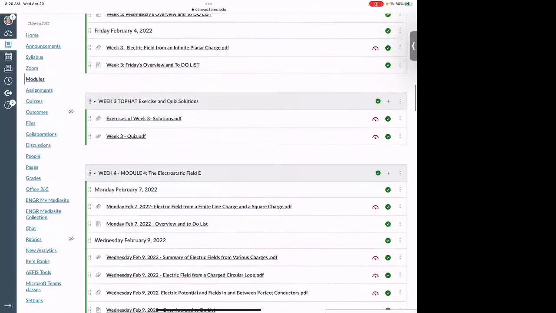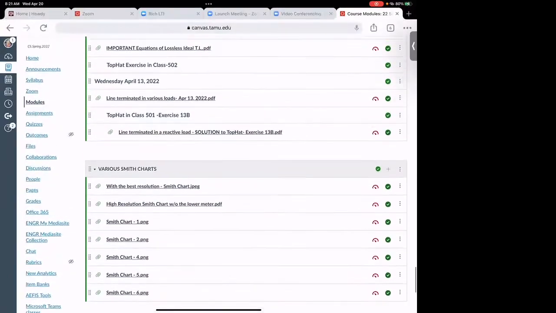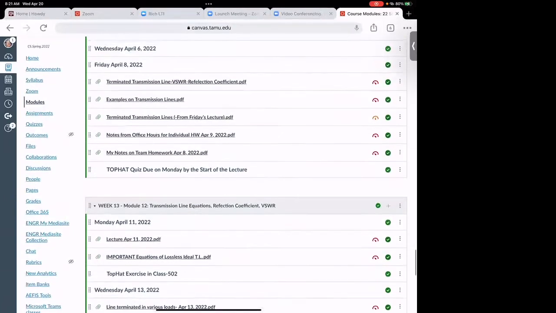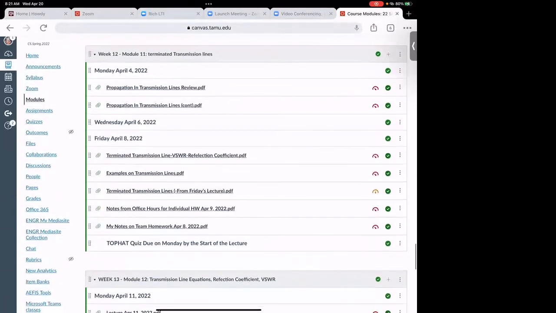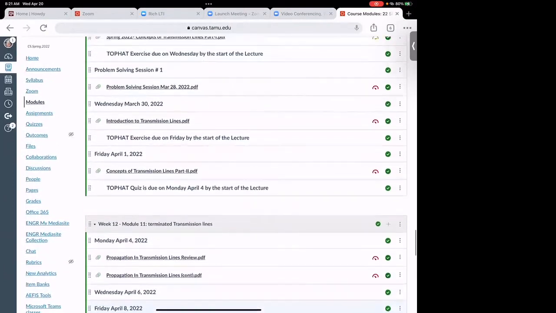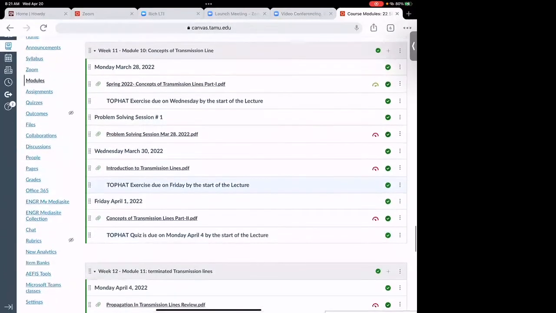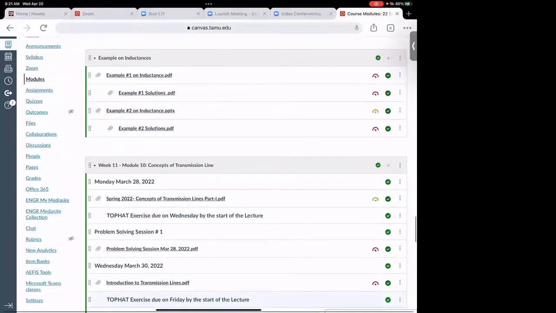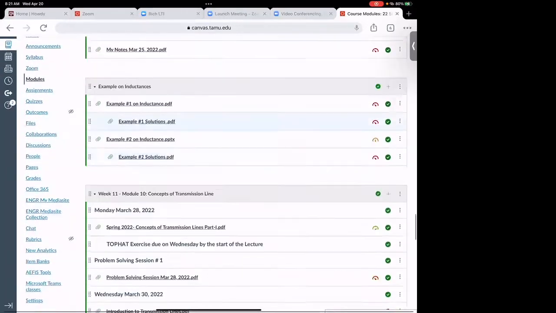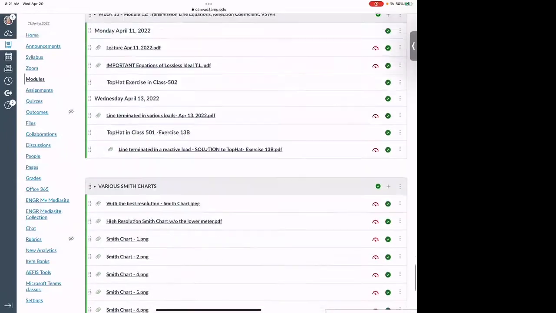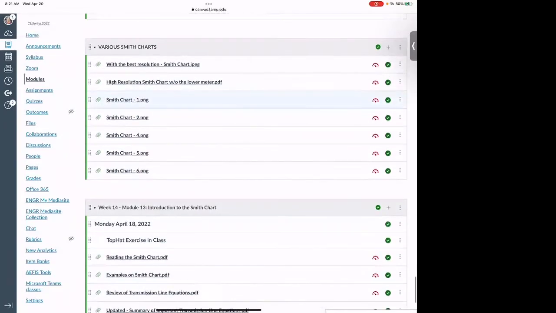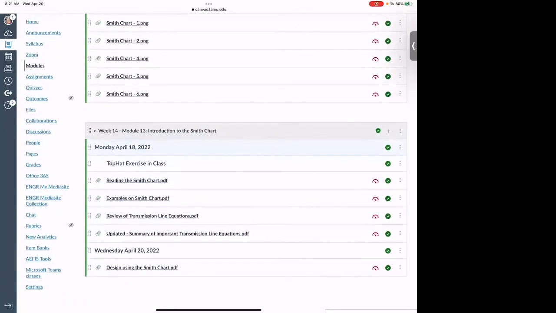All right, if you go into the previous modules, you're going to see towards the end, we have 2 weeks. Module 12, and in fact, it's module 11. Module 11 and 12, we are talking about transmission lines, and we have covered it there. So please review these 2 modules because we cannot repeat things that we have covered and then move on.